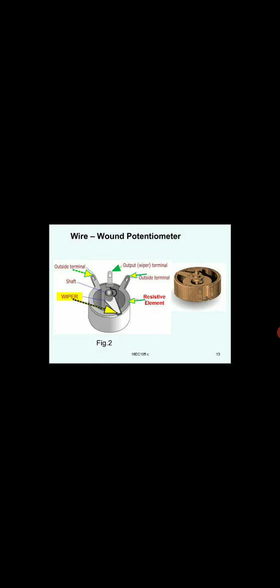Now, this figure on the right side is the actual assembled wire wound resistor potentiometer internal view.